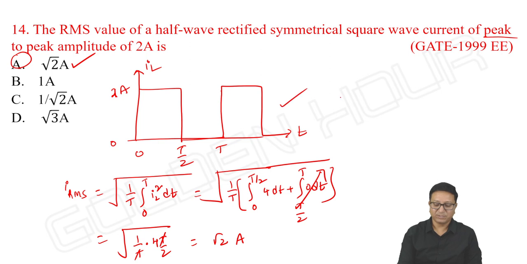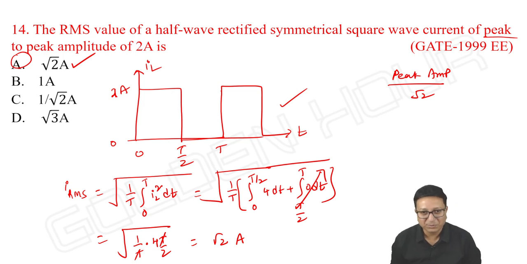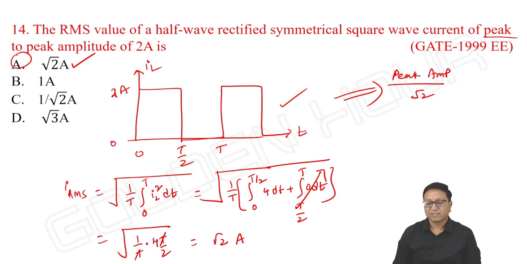Whenever you have a waveform of this kind, the RMS value is peak amplitude by root 2. If you remember the formula in signals and systems, 2 by root 2, that is root 2 amperes only. Even though it is a square wave, the answer is similar to the sine wave. Sine wave peak amplitude is A, but sine wave peak to peak means 2A. That's a different story.